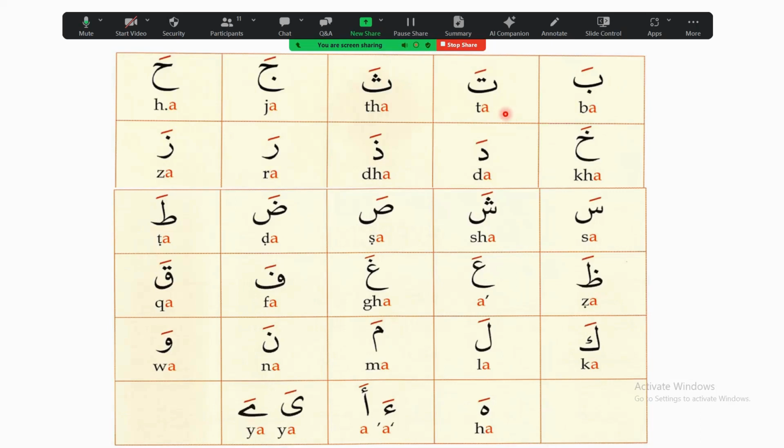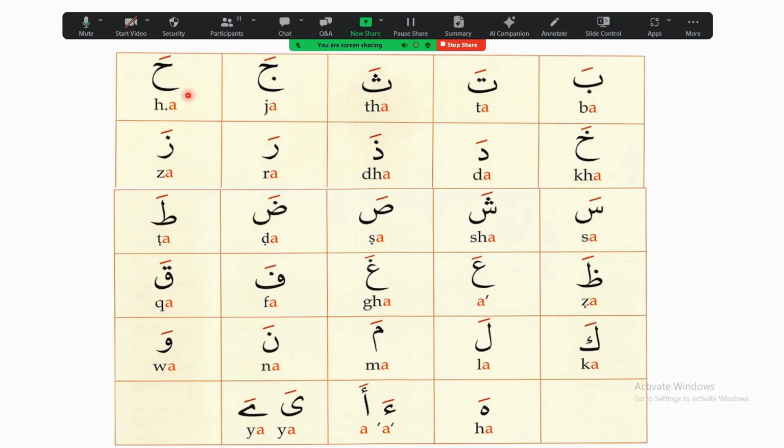Ba, ta. The next is the ta letter. The tip of the tongue touches the back of our upper teeth lightly. Ta, ta. The next here is tha. The tip of the tongue touches the tip of our upper teeth softly and we say tha. Ba, ta, tha. And the jim letter here with a fatha makes the sound ja, ja. And the next is a letter of the throat, from the middle portion of our throat, which has a lot more airy sound, and we say ha, ha.